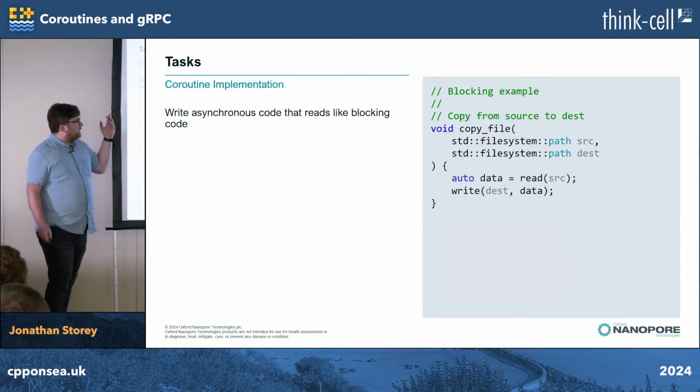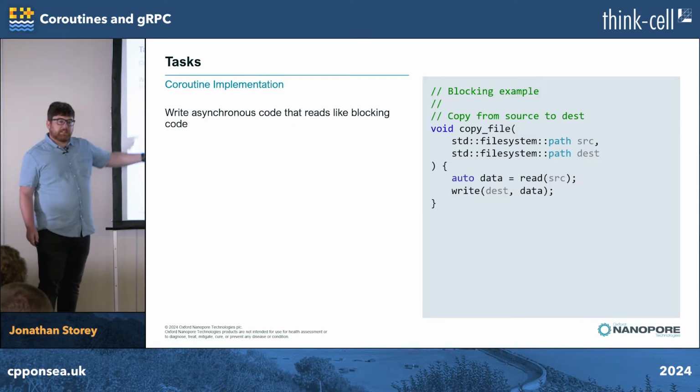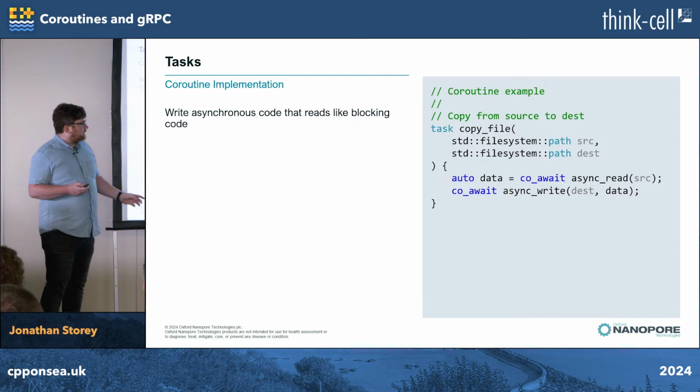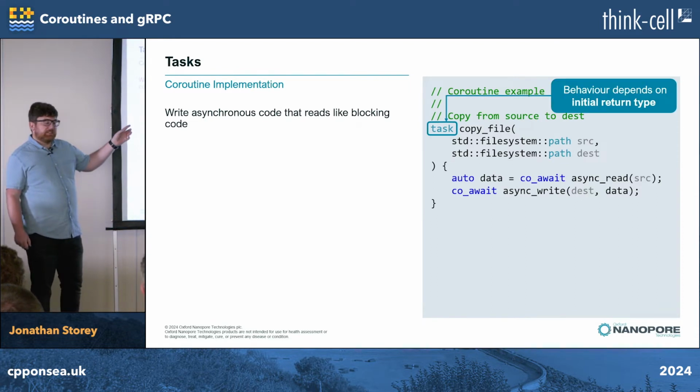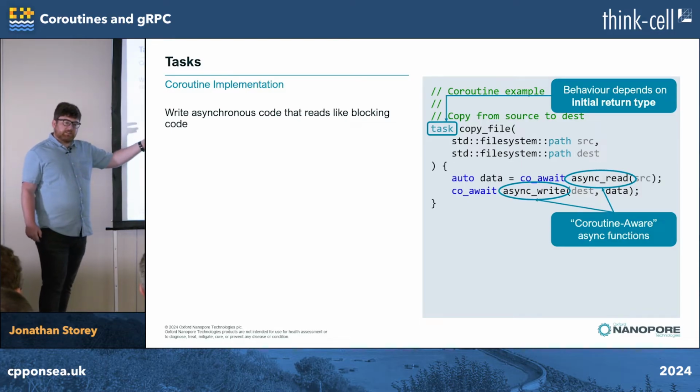So we said you can write asynchronous code that reads like blocking code. So let's turn this into a task-based coroutine. And it looks very, very similar. What we've added is an initial return type of a task. So when you call copy file, instead of copying the file, you get back a task object. We've also replaced read and write, the blocking functions, with these coroutine-aware async functions that we can await on.